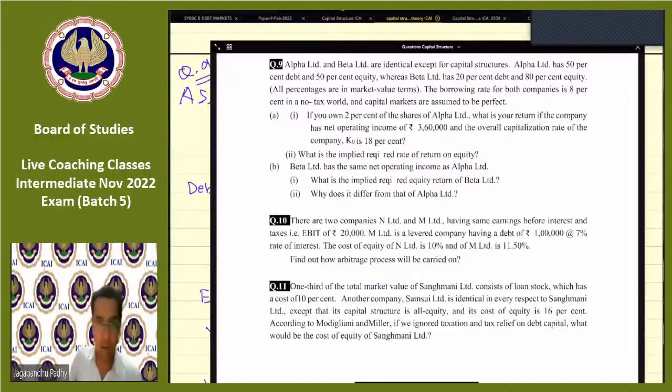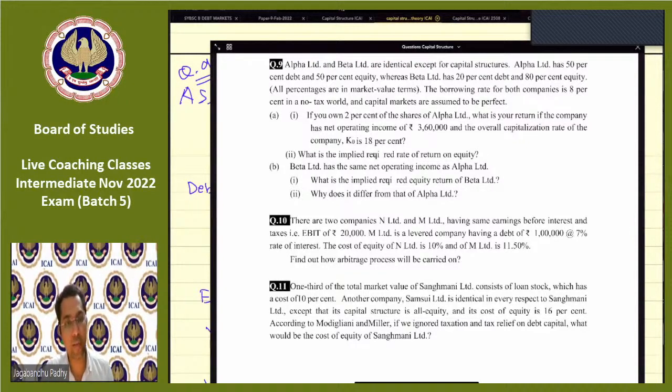Alpha Limited and Beta Limited are identical except for the capital structure. Alpha has 50% debt and 50% equity, whereas Beta has 20% debt and 80% equity. All percentages are in market value terms. The borrowing rate for both companies is 8% in a no tax world. And capital markets are assumed to be perfect.